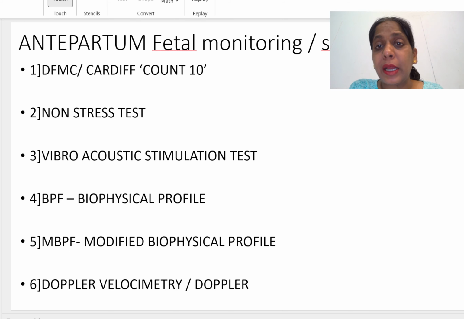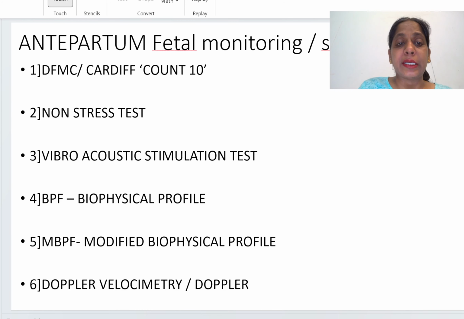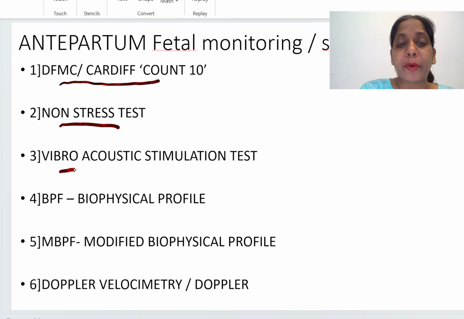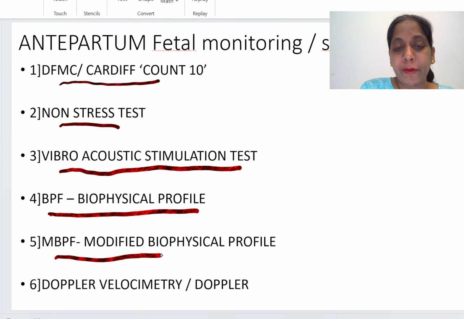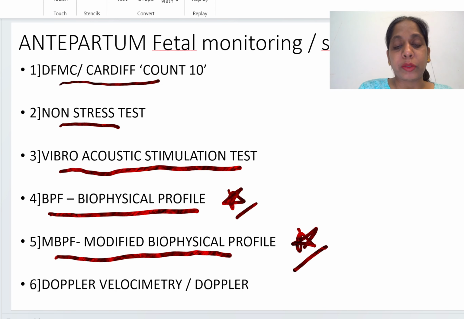In antepartum surveillance we have these 6 tests. First of all is DFMC, which is also known as the Cardiff count of 10. Then is the non-stress test, then the vibroacoustic stimulation test, then the biophysical profile, and the modified biophysical profile. On these two topics, questions came in INICET. We will also be having questions in between, so that we know which topics are more important and which are not. And the last is Doppler velocimetry, or Doppler.